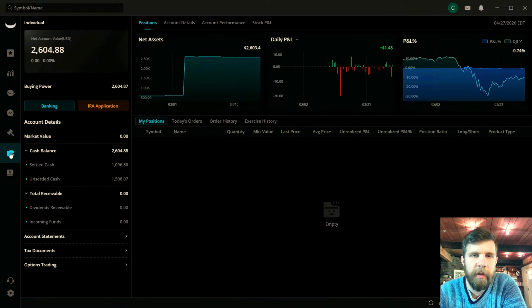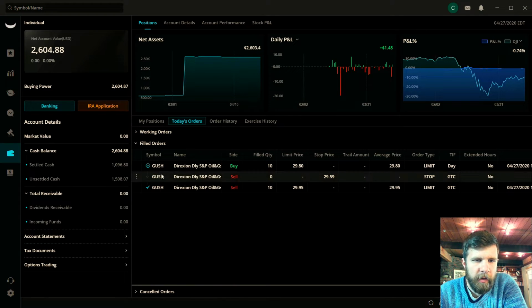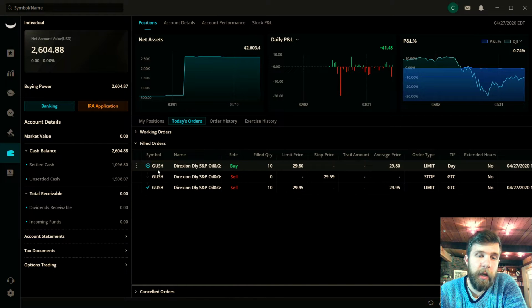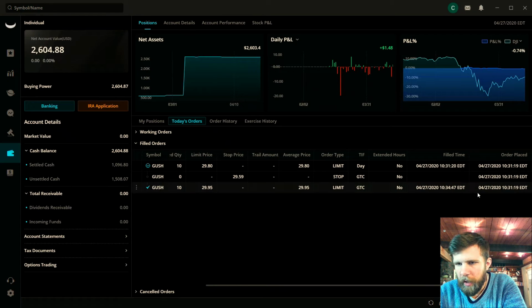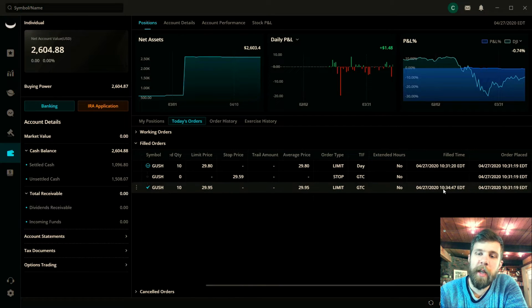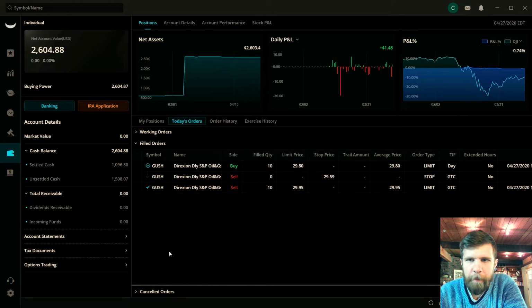So we'll go over to account. You can see on my daily profit and loss that I am up $1.48 on the day. Let's take a look at the trade I took. If we go to filled orders today, I took one trade on ticker symbol GUSH. I bought 10 shares at $29.80 and sold 10 shares at $29.95. Looking at the timestamps, I bought at 10:31 and sold at 10:34, so that was about a 3-minute trade, a short little scalp trade.